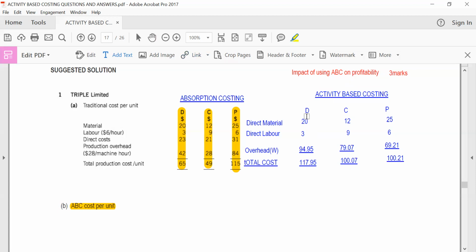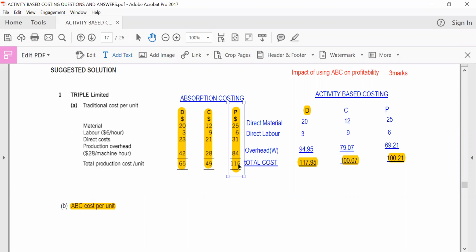And activity-based costing, put a D, what is the total cost you are getting? Oh, sorry. You are getting 117.95. But what answer do we get under absorption cost? You go 65. Now, activity-based costing under C, we got 100.07. Under product C, what answer do we get? We got 49. Activity-based costing under product P, we got what? We got a value of 100.21. Under product P, absorption cost, what are we getting? 115.